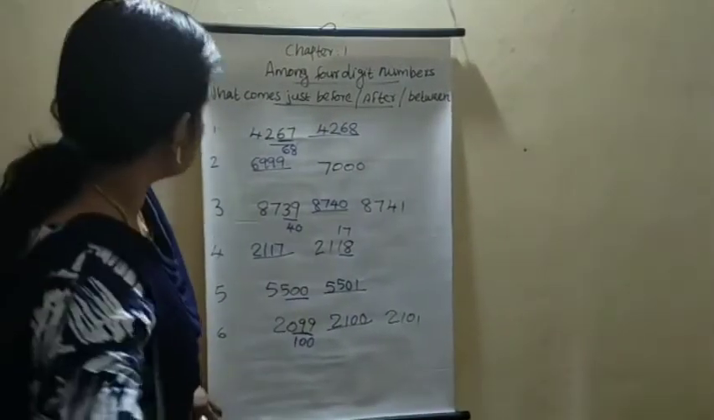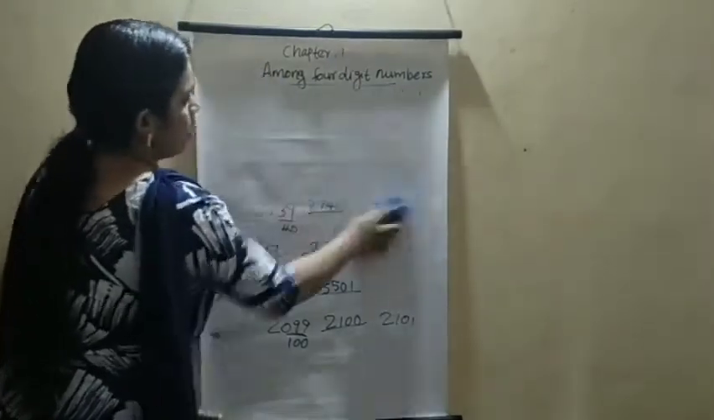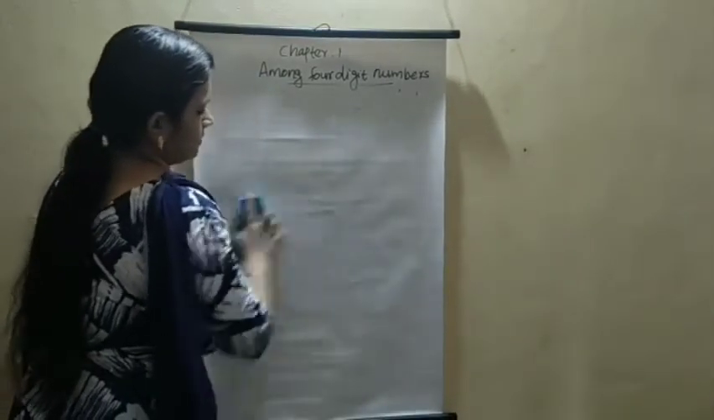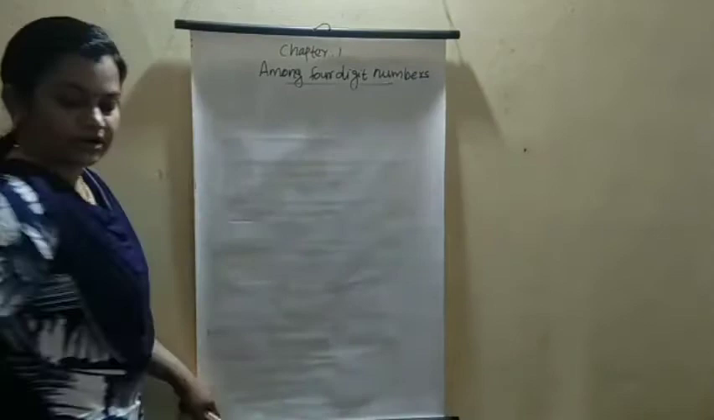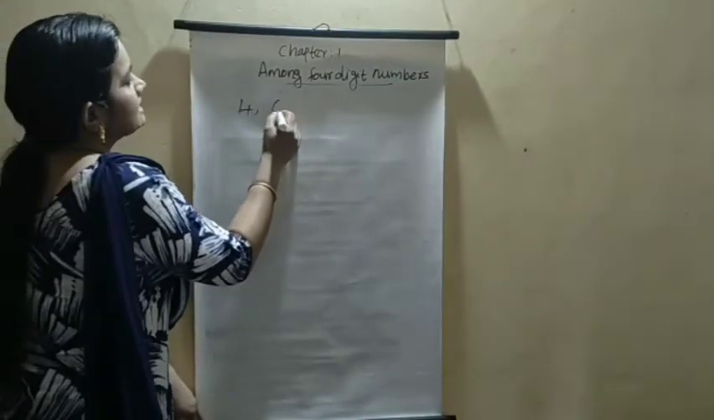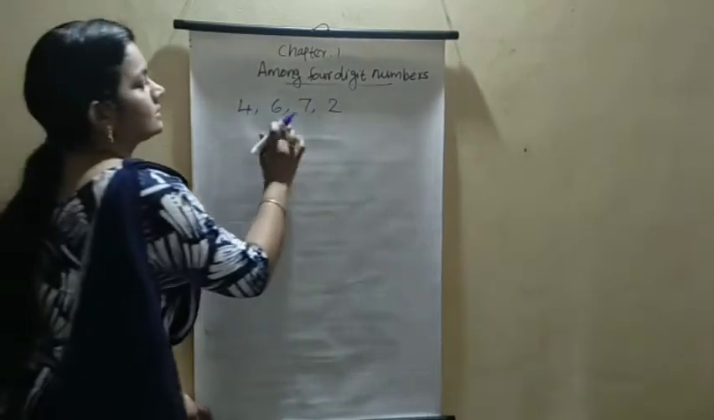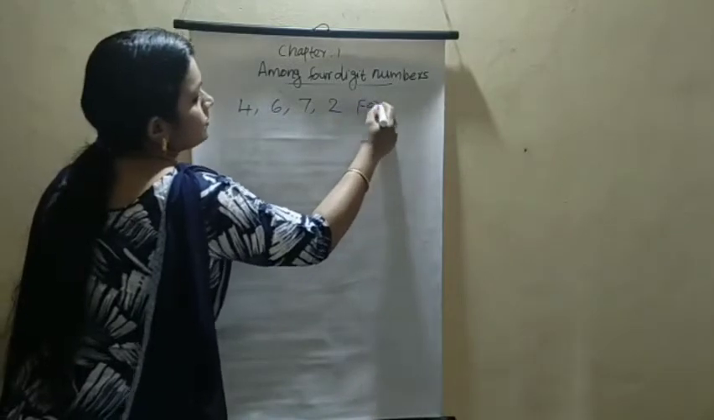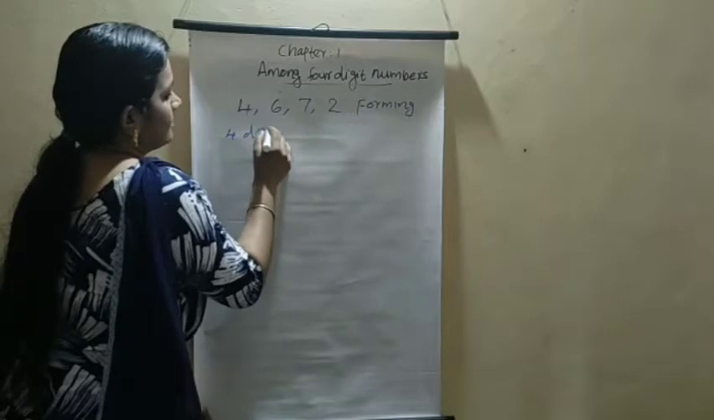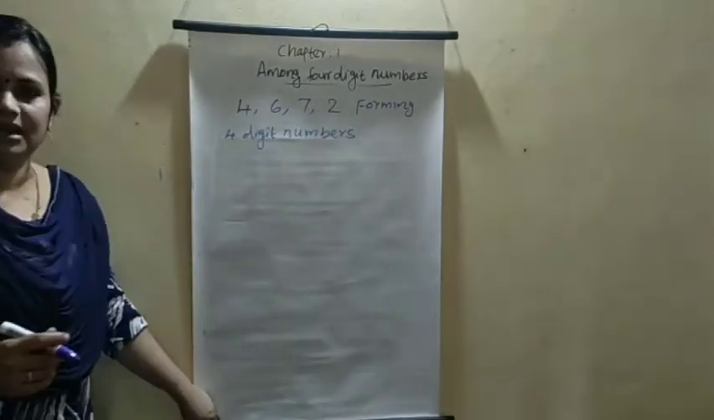Okay children, now next we have to discuss forming 4-digit numbers. We already discussed the digits 4, 6, 7, 2. These are the 4 digits. Forming 4-digit numbers is very simple.